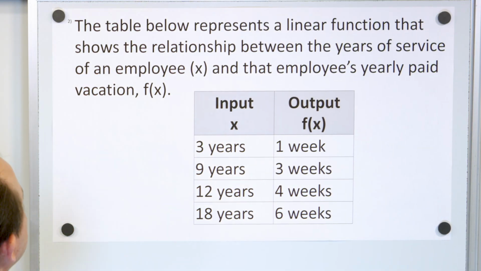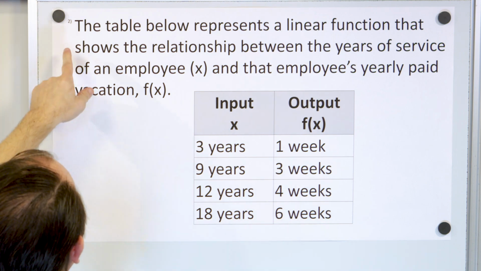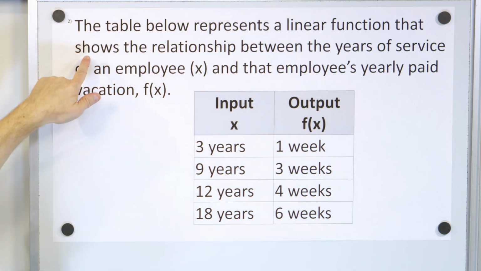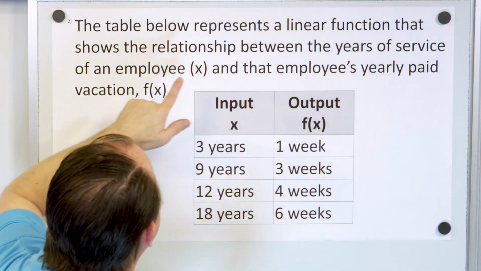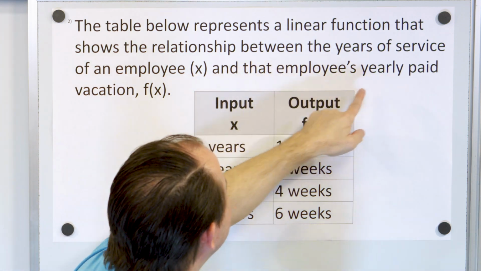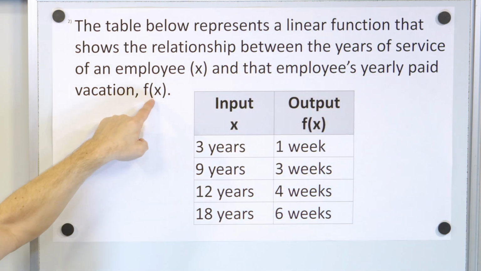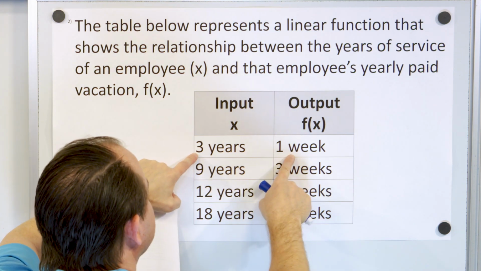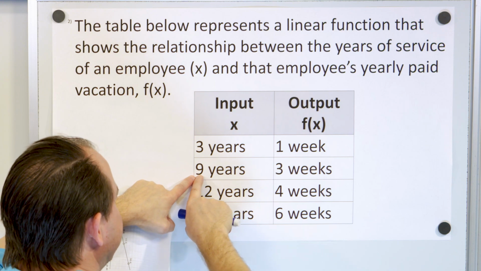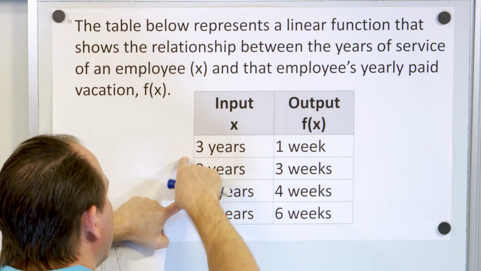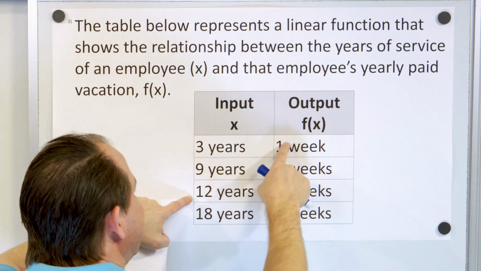All right, we're going to take a look at problem number 2. The table below represents a linear function, that means a line, and shows the relationship between the years of service of an employee, how many years, and the employee's yearly paid vacation, which we call f of x. So if a person works 3 years at a company, they get 1 week off. If they work 9 years at a company, triple the time, they get triple the vacation. If they work 4 times the amount of time, 3 times 4 is 12, then they get 4 weeks off, and so on.